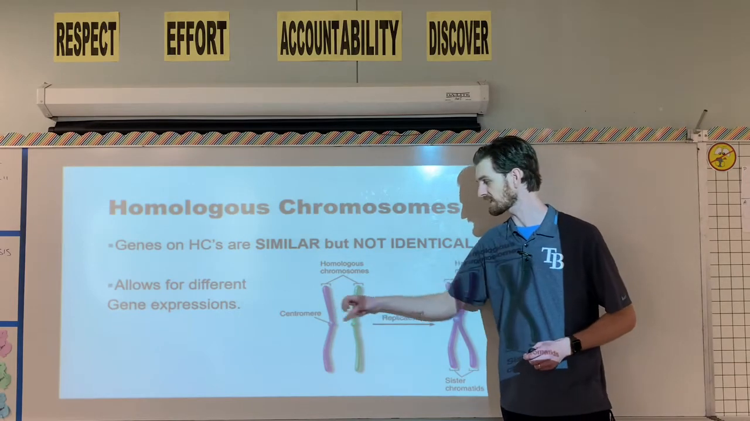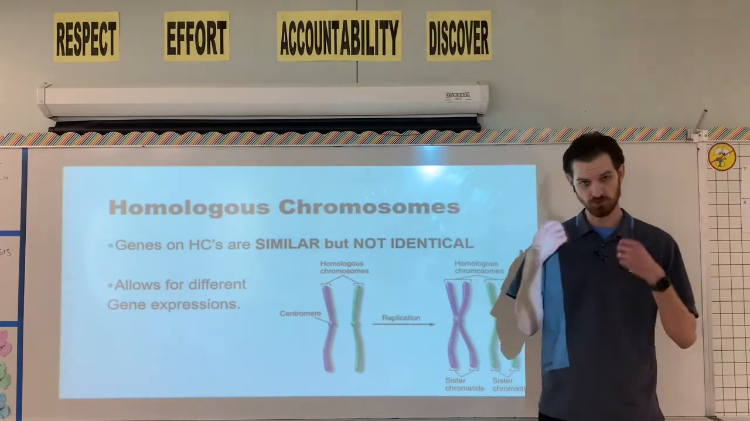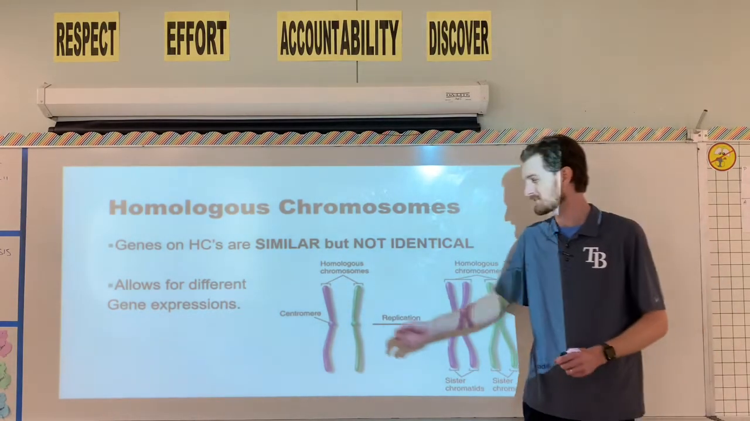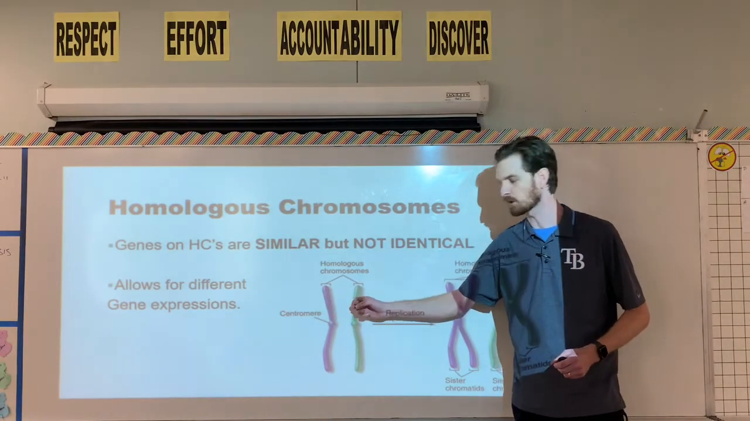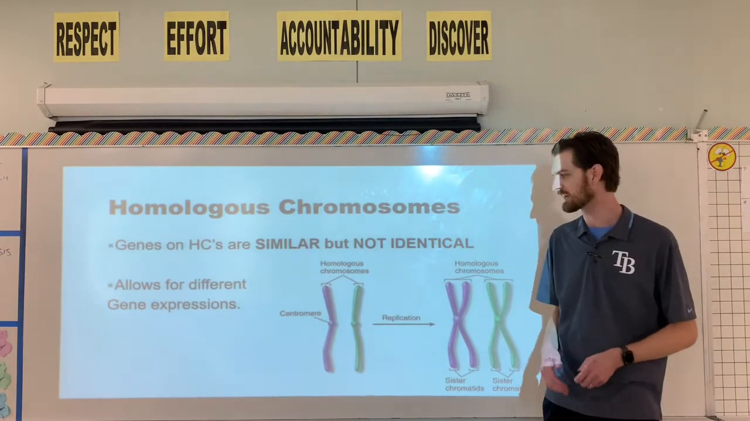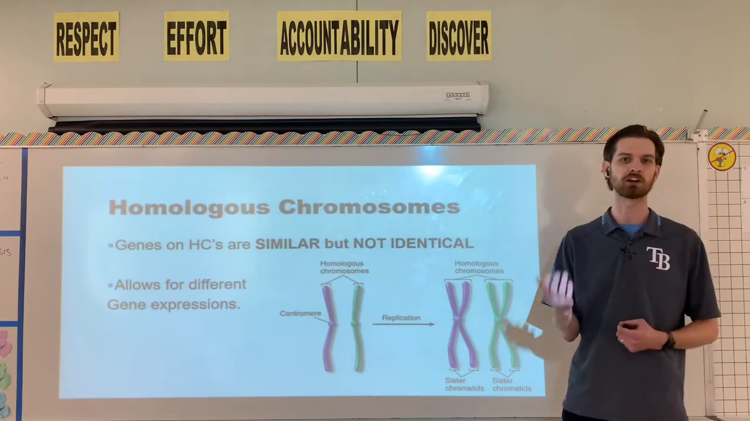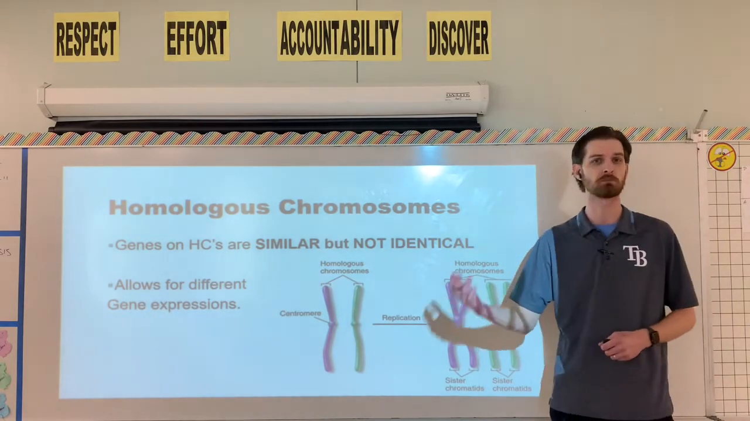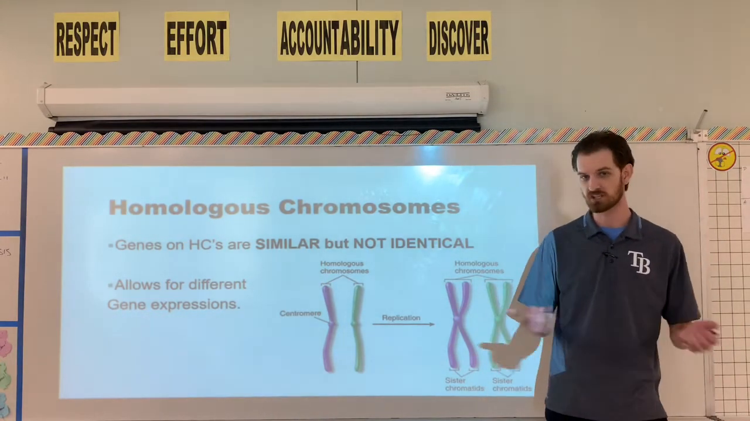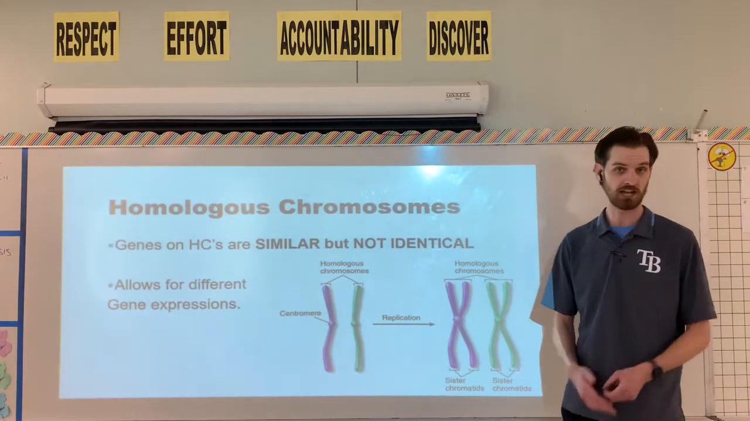They're both containing genes for eye color, so that's why they're the same. But they're different variations. One's blue and one's brown, so the same-ish, right? It's not perfect, but it gives us some variation. This is how we can have different appearances, different features within our populations, and have us look different.